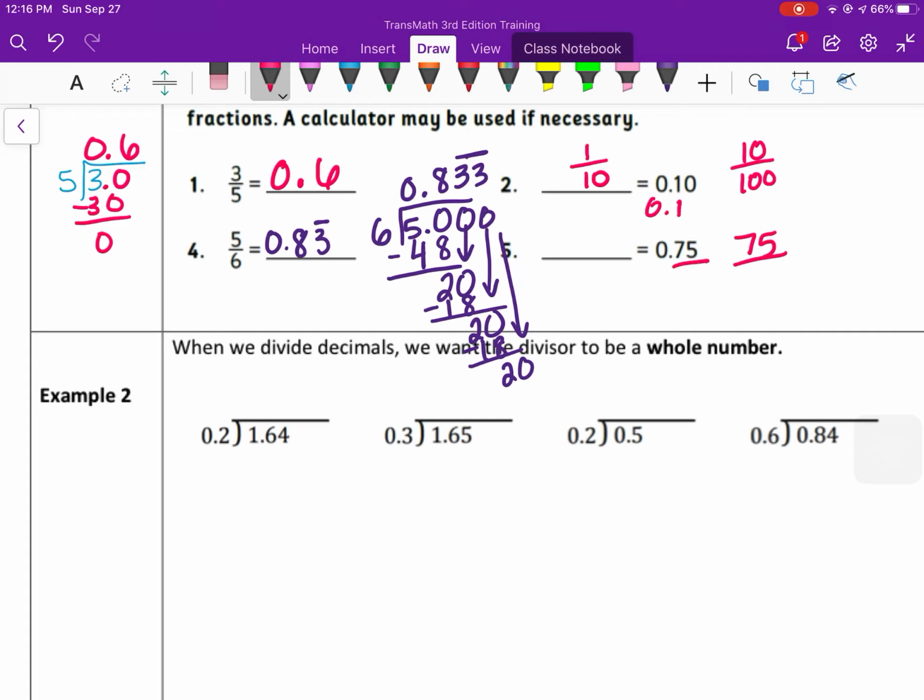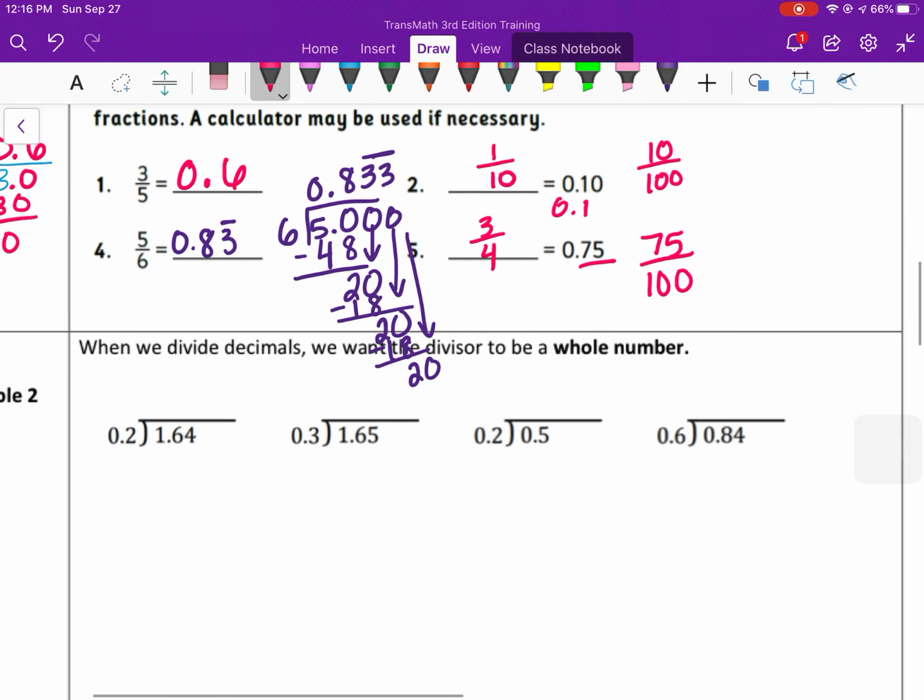0.75, 2 decimals, that's in the hundredths place, so that is 75 hundredths. And if we remember that 0.75 is actually the same fraction as 3/4, you can reduce this. 75 and 100 are both divisible by 25, and it equals 3/4. So 0.75 is just one of those decimals that I'd like you to be familiar with and have memorized as well.